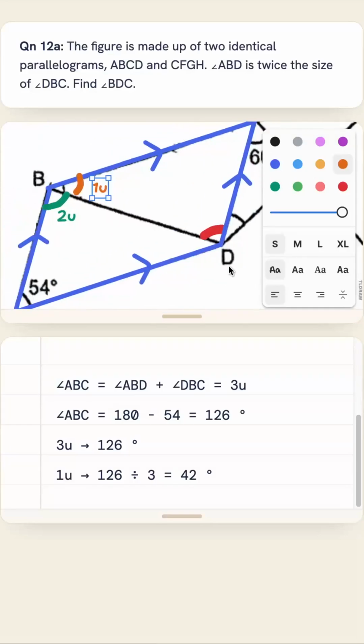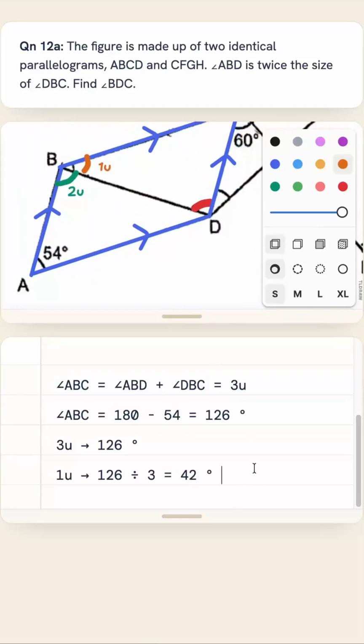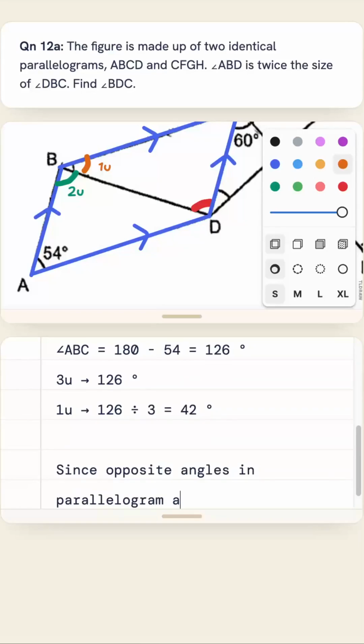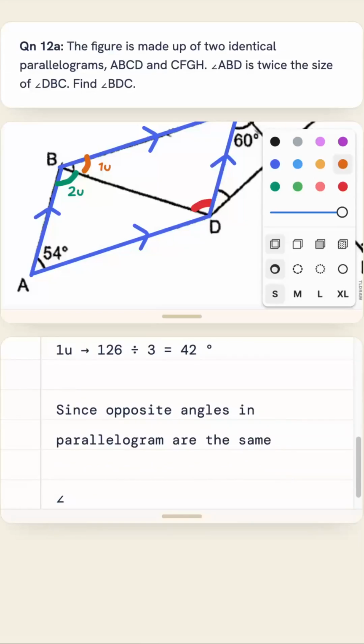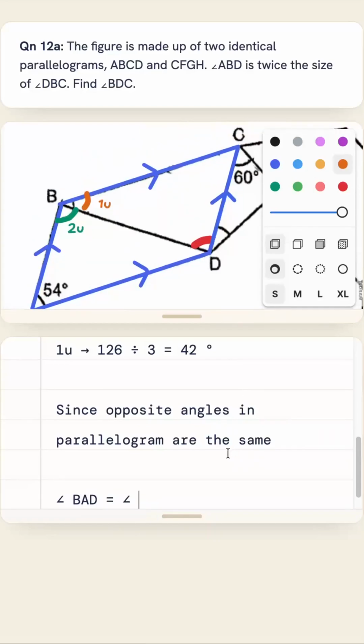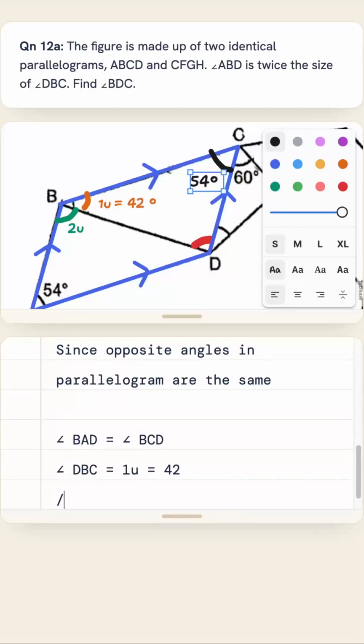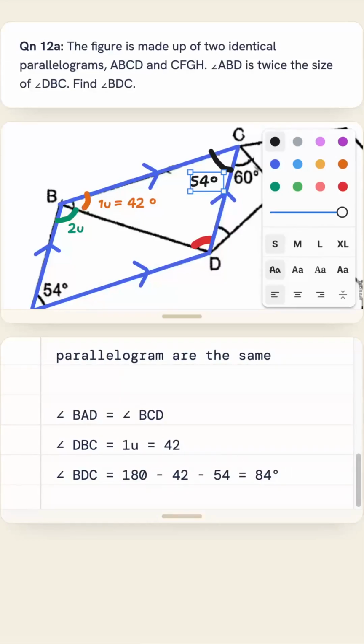Then it's pretty straightforward because to get angle BDC, we know that opposite angles of a parallelogram are the same, right? So since opposite angles in a parallelogram are the same, angle BAD is equal to angle BCD. So that means over here, this is 54 degrees, right? And we know angle DBC is equal to 1 unit, which is also equal to 42 degrees. Therefore, angle BDC is equal to 180 minus 42 minus 54, and this will give us 84 degrees. Okay, there you go. So the answer is 84 degrees.